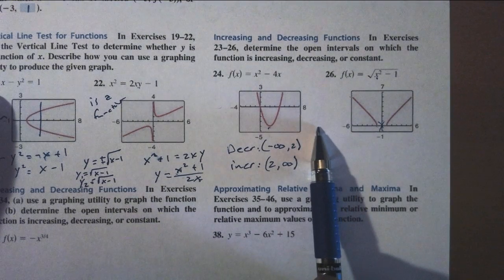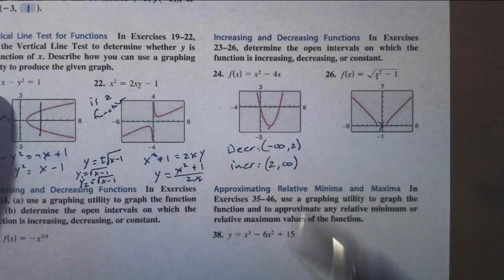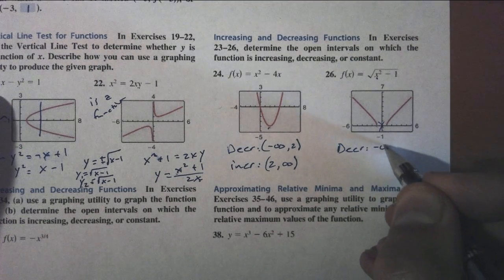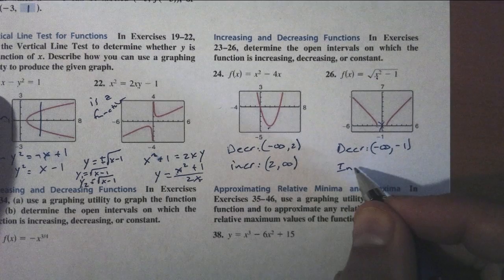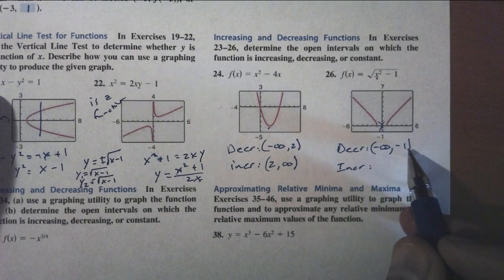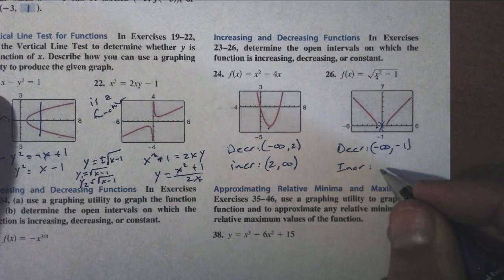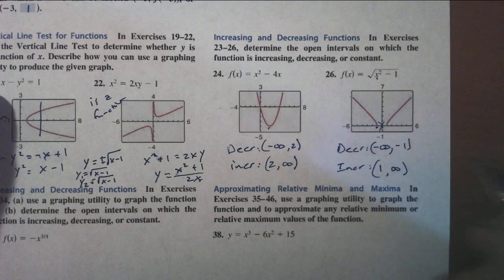Nope, intervals. It goes down from negative infinity over to negative 1. It decreases from negative infinity over to negative 1, and then it increases, and we wouldn't say it's decreasing at negative 1 because it doesn't go to the other side. It stops existing there. And it increases from 1 to infinity.